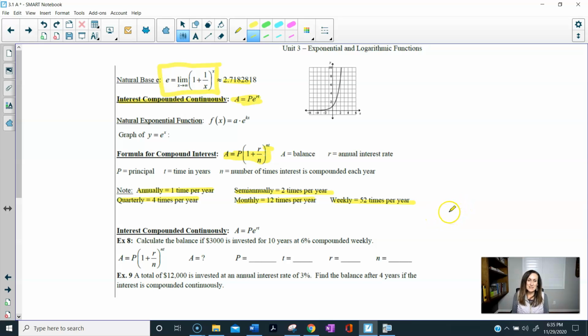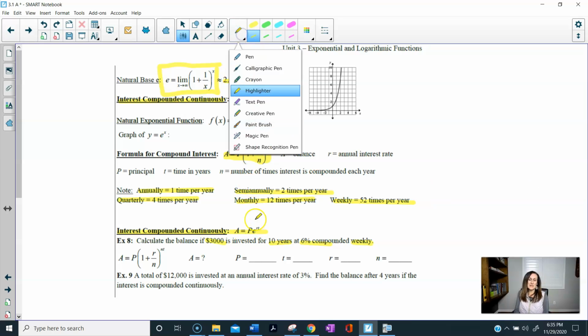Let's do a compound interest example. Example 8 is compounding weekly. Calculate the balance if $3,000 is invested for 10 years at 6% compounded weekly.